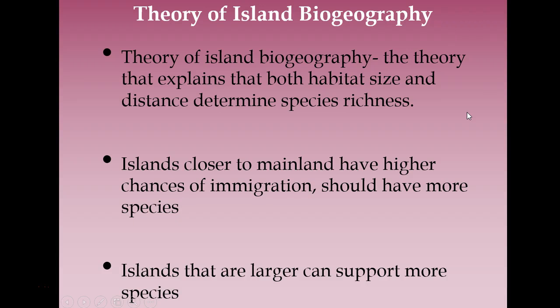But what determines why one island versus another might have more species richness? Well, the theory of island biogeography is that islands closer to the mainland are going to have a higher chance of immigration, and they tend to show a higher species richness, so more interactions within those communities. And obviously size, the larger islands can support more species. So when we're studying species richness on islands, for example the Galapagos, we can look to the ones closer to the mainland continent and the larger ones when we want to see areas with a much higher species richness.